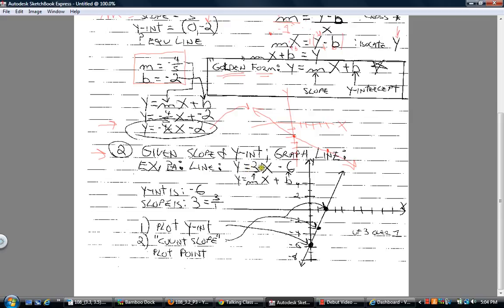Y equals 3x minus 6. Is that written in the golden form of the slope-intercept? Yes, it is. Y equals mx plus b. It's an exact matching, so you know the slope of this line is 3, the y-intercept is -6. You write that information. Notice what I did with the slope. 3 is also equivalent to 3 over 1. You need to have that improper fraction so you could do rise over run.